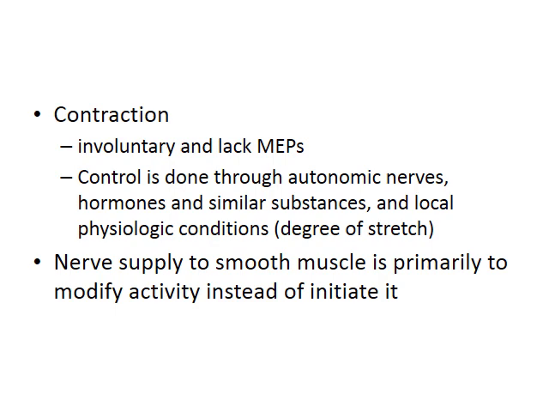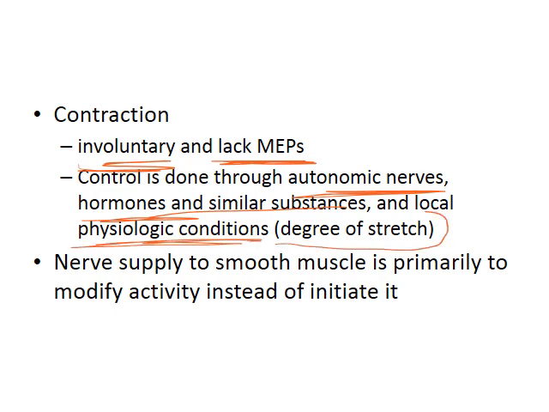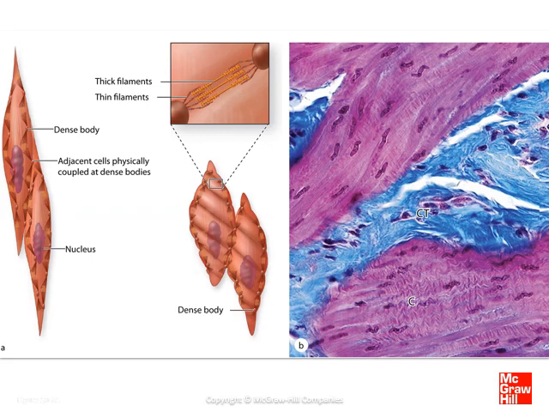So the way actual contraction works is it's involuntary again, and we're not going to have those nice motor end plates that we saw in skeletal muscle, but rather the control is going to be done by autonomic nerves, so it's involuntary, our hormones and other substances, and just local physiological conditions. So certain degrees of stretch will cause muscles to constrict for smooth muscle. Nerve supply is primarily just to modify it, not initiate it. So remember, nerves in smooth muscle is for modification of the activity, does not initiate it primarily.